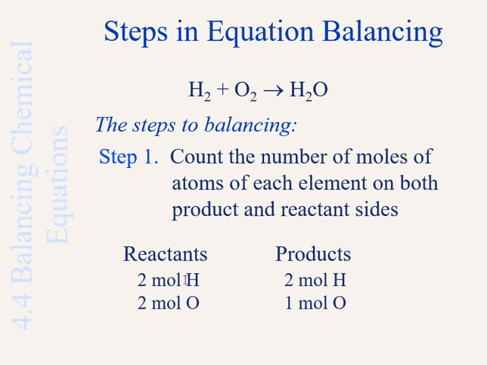So hydrogen, you have 2 on the reactant side and 2 on the product side. Oxygen, you have 2 on the reactant side but only 1 on the product side. Now when it's balanced, the numbers you see on the left will be the same as the numbers you see on the right. Okay.